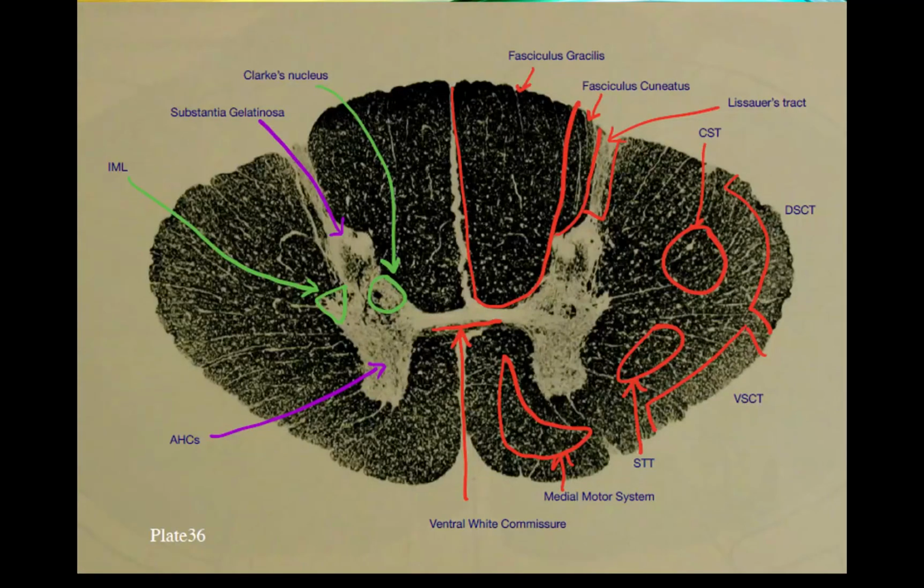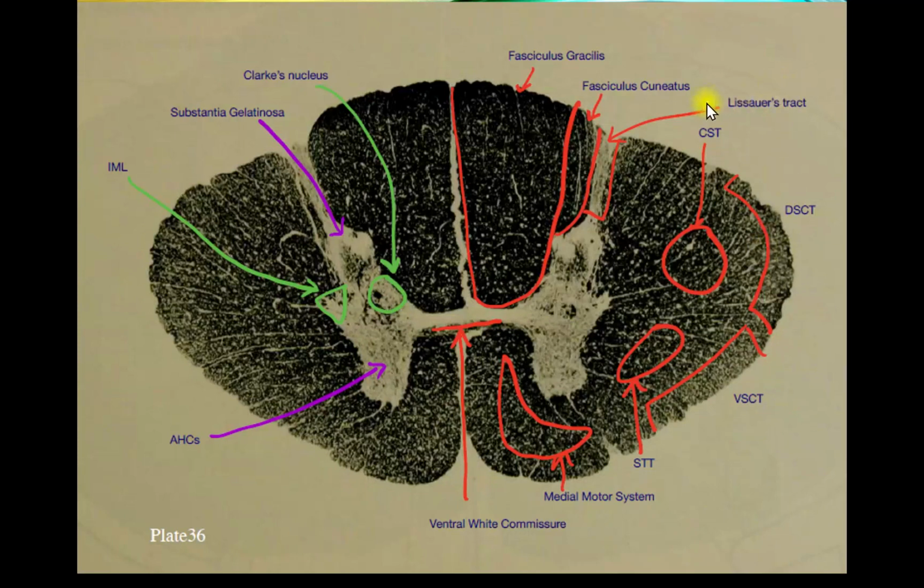Okay, now we're at a thoracic level, and we know it's thoracic partly because of the very small group of anterior horn cells here, but notice we have a distinctive intermediolateral cell column, preganglionic sympathetics right here. And remember also, from T1 to L2, we have Clark's nucleus, okay, which relays out to the dorsal spinocerebellar tract, which I have labeled over here.